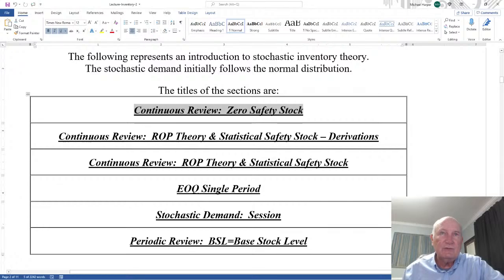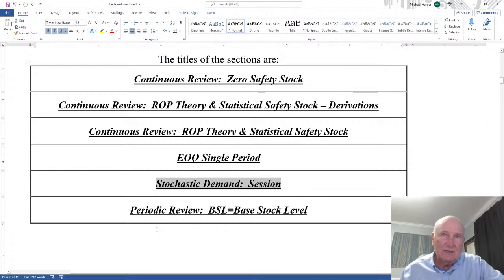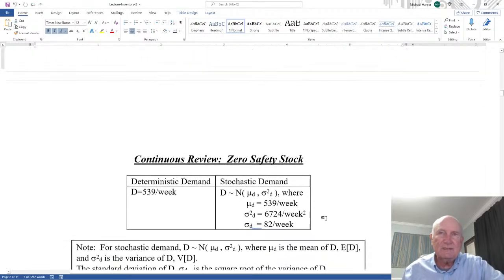Then in the continuous review, you get into statistical safety stock, and the statistical safety stock has to do with the stockout level, a probability introduced into your inventory policy. I first have the derivations, and then I apply them, and then I go to the single-period EOQ model, then to the stochastic demand session on how to calculate the mean and variance, and then the periodic review of the base stock level, and then I end with some extensions. So let's get into it.